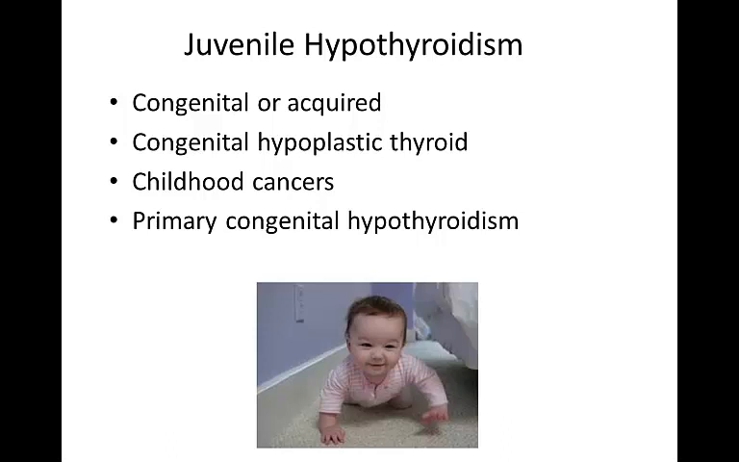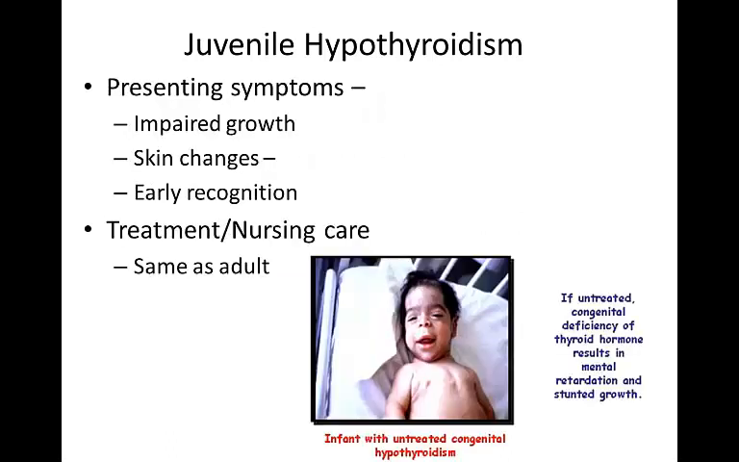Juvenile hypothyroidism is the most common endocrine problem of childhood. It can be congenital or acquired. A congenital hypoplastic thyroid gland can produce enough thyroid hormone during the first few years, but inadequate as the child ages. Often radiotherapy for childhood cancers can lead to hypothyroidism. And then there can be a primary congenital hypothyroidism characterized by low levels of circulating thyroid hormone at birth.